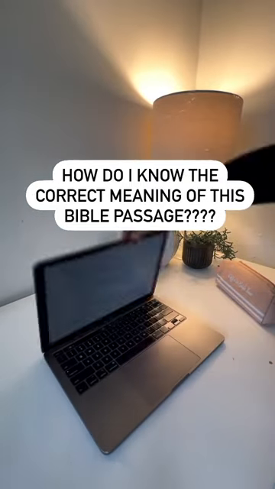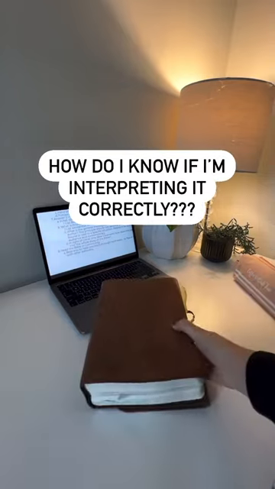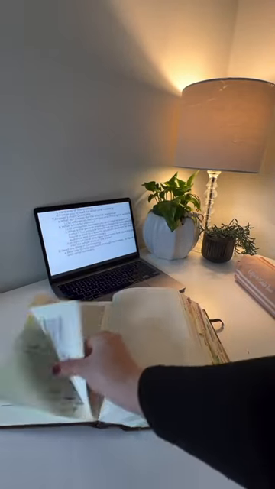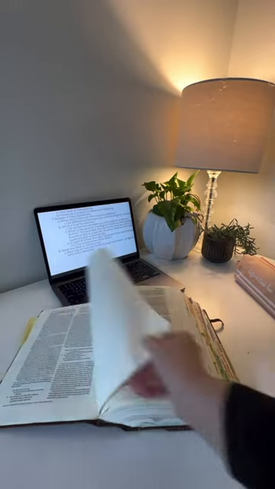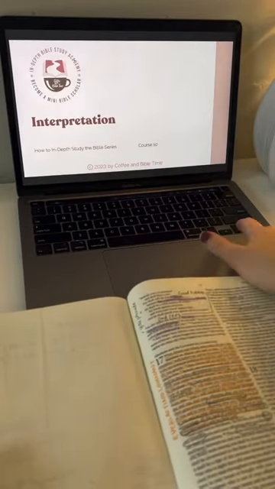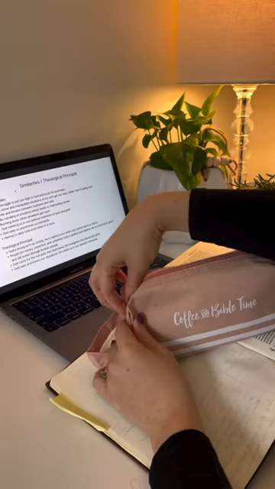How do I know the correct meaning of this Bible passage? How do I know if I'm interpreting it correctly? If you've ever asked these questions before in Bible study, then let me tell you, you are not alone. One of the hardest steps to Bible study is interpretation. It's when you ask the question, what did the biblical author mean when he wrote this?